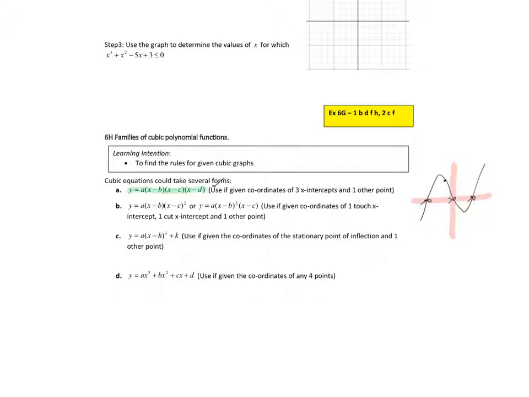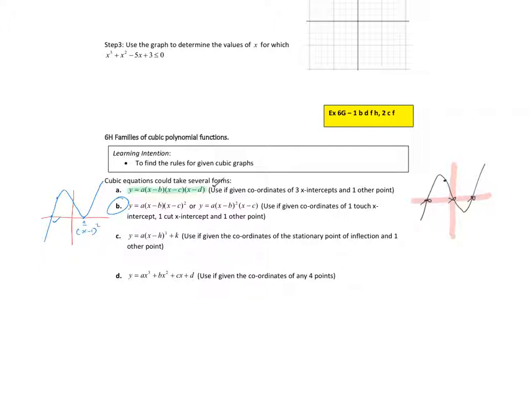If by chance one of the intercepts touches the curve and is a turning point, we're going to use that form there, B, because we know that's a repeated factor. So if that's 1, well, we know that that's the same as x minus 1 all squared, okay? Again, we're going to need that point and some other point.